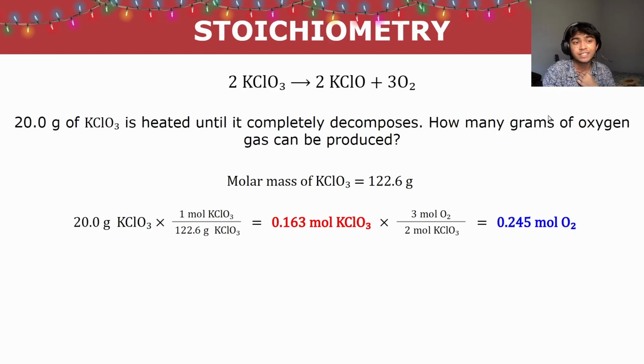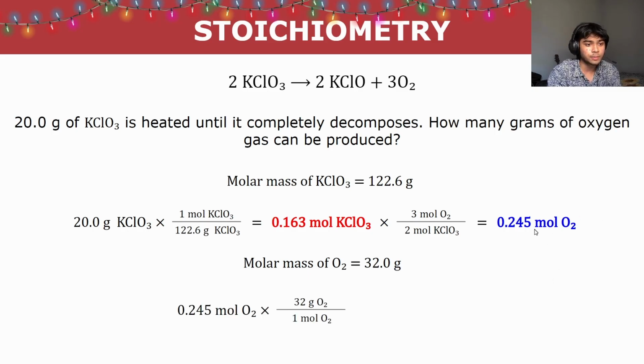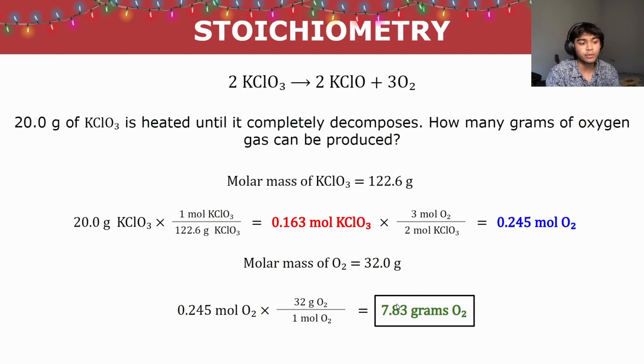Now, the question asks us how many grams of oxygen gas can be produced. So how do you convert moles to mass? Well, you multiply it by the molar mass. Oxygen, diatomic oxygen, has a molar mass of 32 grams. So if you multiply the number of moles by the molar mass, that'll tell you that we form 7.83 grams of oxygen. Okay, let's continue this Minecraft analogy.